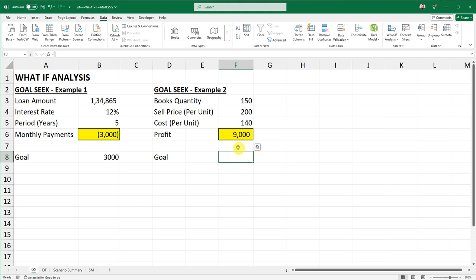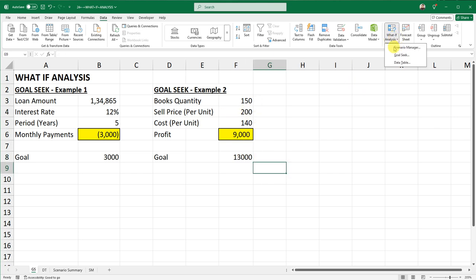Now I think the profit is very, very low and I need to increase it. So my goal is a profit of 13,000. In this case, we know our goal, but we don't know how many guesses we need to make, and we need to change our variable, which is the selling price. So we will take the help of goal seek here.